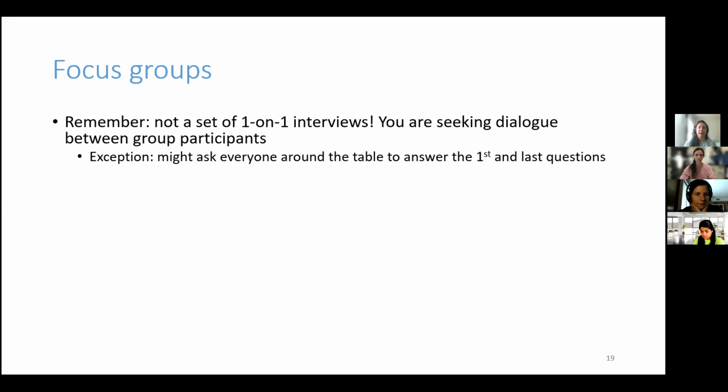An exception to this is I've seen really good moderators ask everyone around the table to answer the first question. It's a good way to just get everyone talking. There's lots of evidence in seminars and classes, whatever, that if everyone speaks, then they're much more likely to then participate in discussion. So just making that opening round around the table can be really helpful. And then the last question, that summation question, asking everyone around the table to answer that.